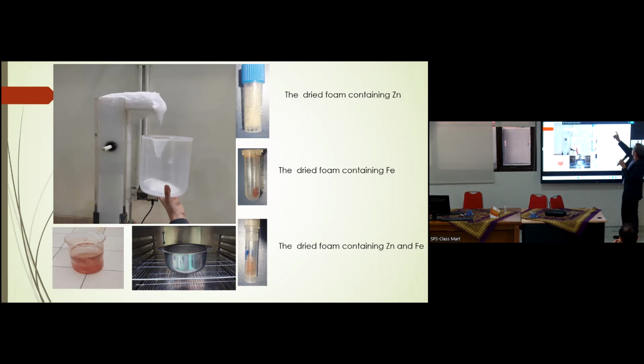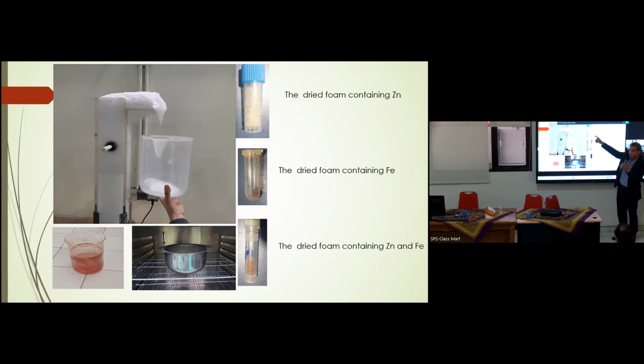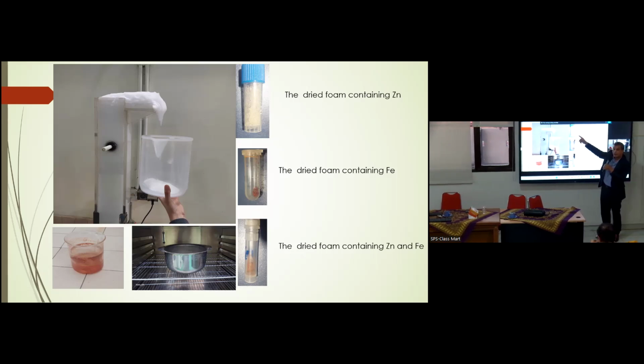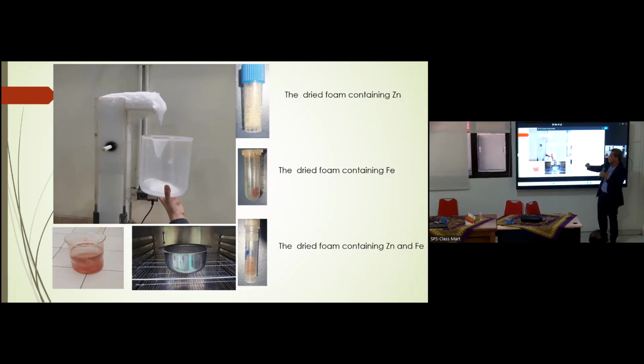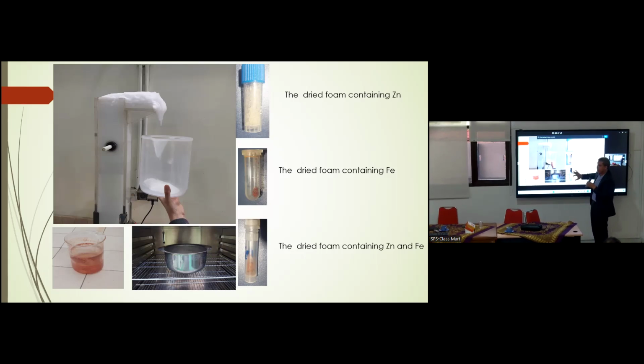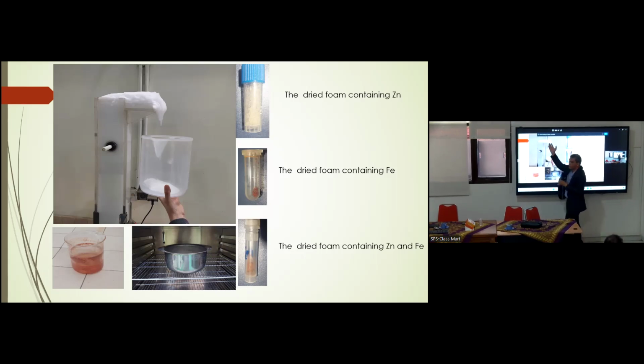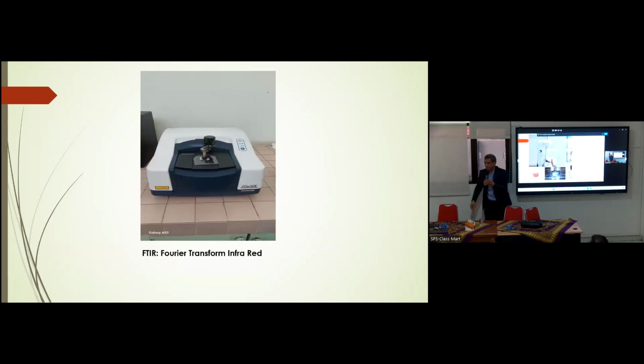For example, the dry foam containing zinc. This is the color of zinc. This is the color of iron. And when we have the mixture of zinc and iron, we have this color. I can analyze this by Fourier transform infrared to have an idea about the content of the foam. This is the Fourier transform infrared.